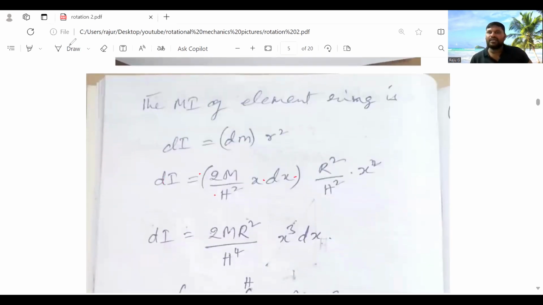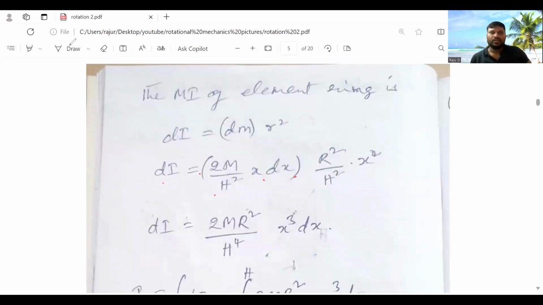Then the moment of inertia of the elemental ring is dI is equal to dm r square. dm is this value and r square is this value, r square by h square into x square. This is the r square value. After simplifying, dI is equal to h square into h square, we will get h power 4, 2m into r square, 2m r square, x into x square is x cube dx.